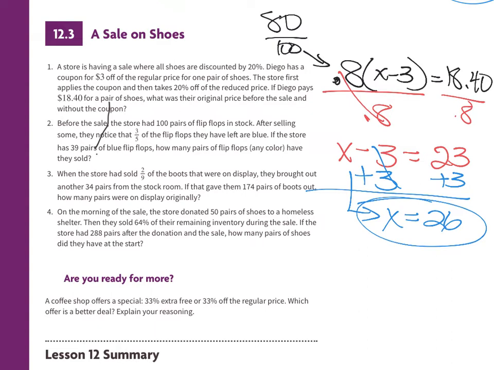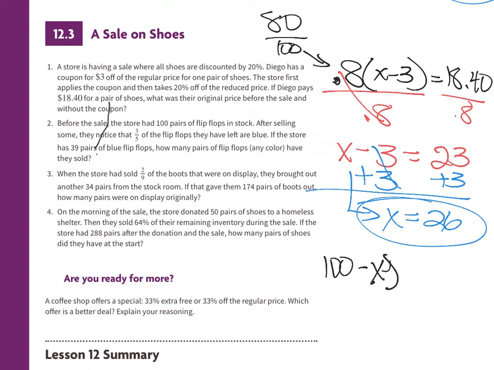Number 2, before the sale, the store had 100 pairs of flip-flops in stock. After selling some, they noticed that 3/5 of the flip-flops left are blue. If the store had 39 pairs of blue flip-flops, how many pairs of flip-flops of any color have they sold? So we know 3/5, we have 100, right? And they sold some. We don't know how many they sold, so we're going to put X.